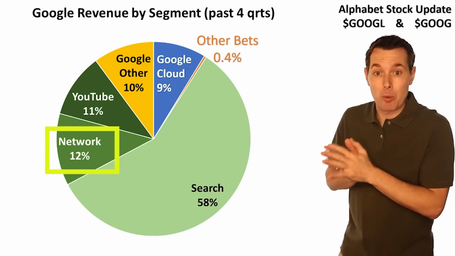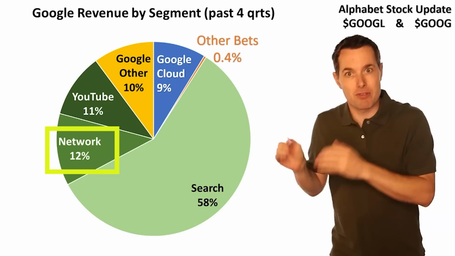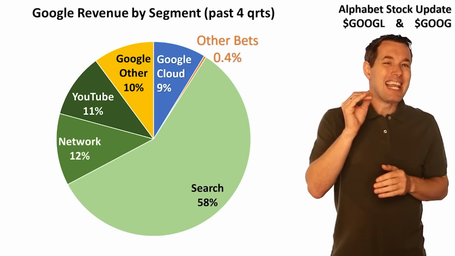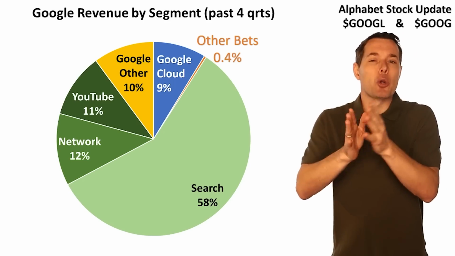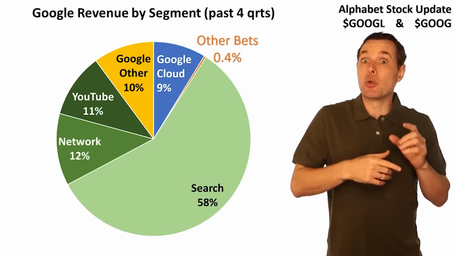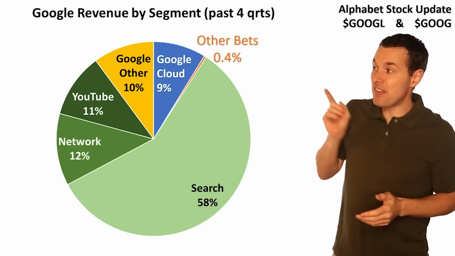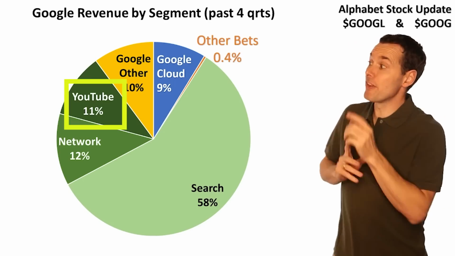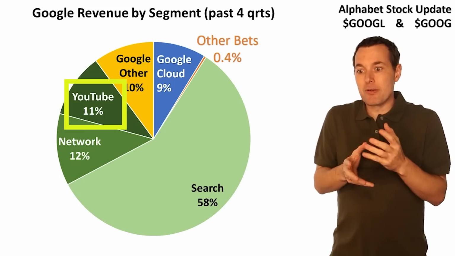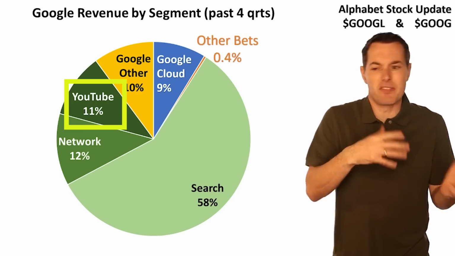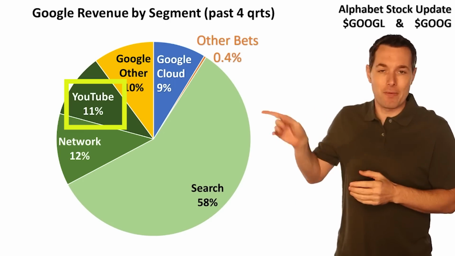Then they have their network revenue that represents about 12% of revenue over the past 12 months. Network revenue is, let's say you go to a website and that website has Google ads on it. Well, that website gets a piece of the revenue, Google gets a piece. This is where that revenue lands. Then we have the YouTube revenue. This is the revenue generated from YouTube advertisements, the video advertisements you see on YouTube.